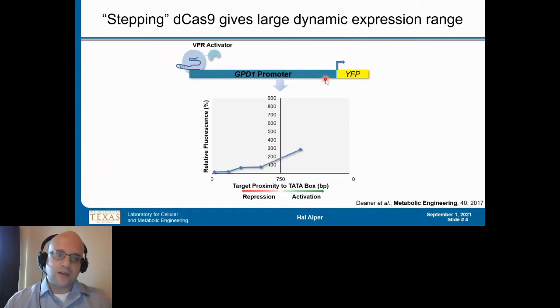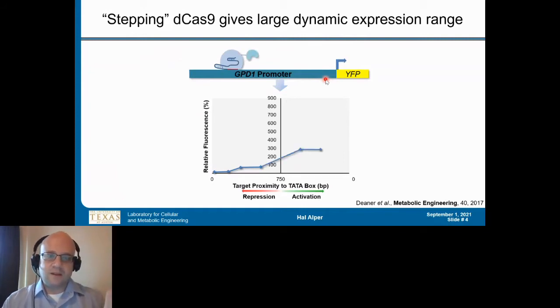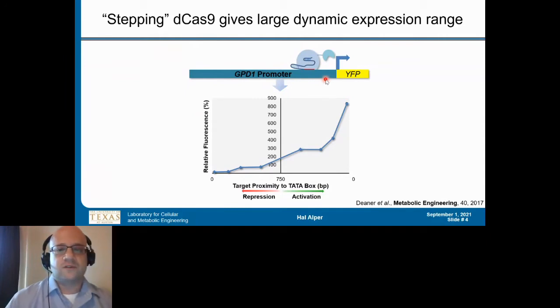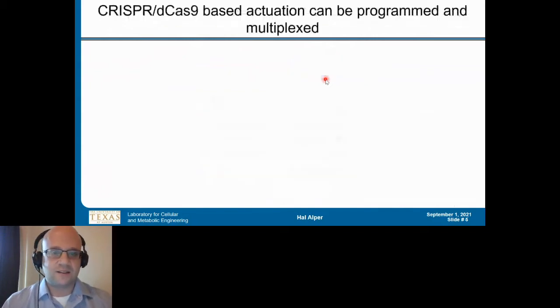And then if we switch that now to an activator and begin to move it closer and closer to the start codon, we can actually begin to have tunable activation of that gene. So at the end of the day, we're able to get this large dynamic range of expression that's a programmable aspect by using this dCas9 system.